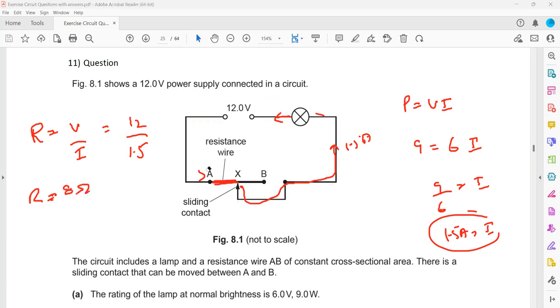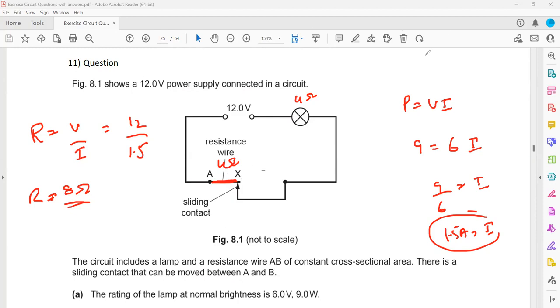Out of the total circuit resistance of 8 ohms, we know that the resistance of the lamp is 4 ohm, as we calculated in the second part. If the total circuit resistance is 8 and the resistance of the lamp is 4, how much is the resistance of A and X? That is equal to 4 ohm. Why 4 ohms? Because we want the total to be 8. Out of 8, the 4 ohm lamp is there, so the remaining 4 ohm will be the resistance of A and X.